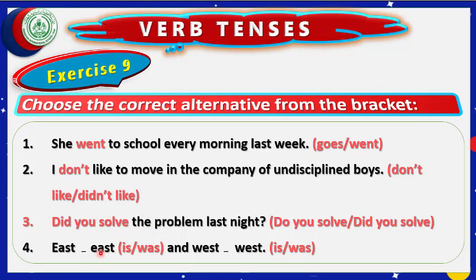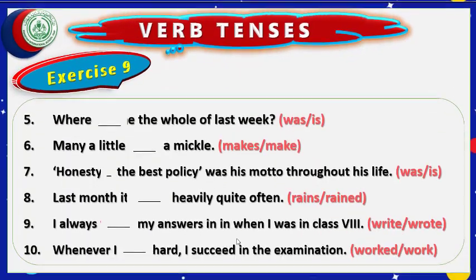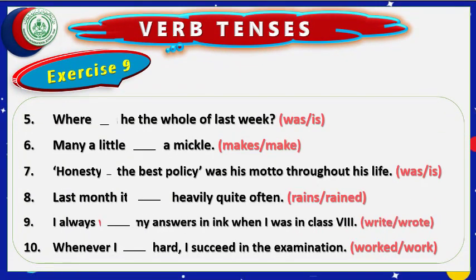East is east and west is west. This sentence will also be completed in present simple because there is nothing to show that we are talking about past. Let us complete it and move to the next one. Yes, this is part 5.